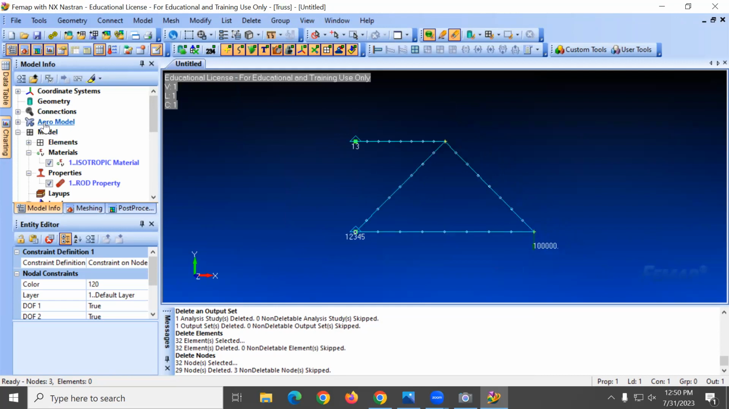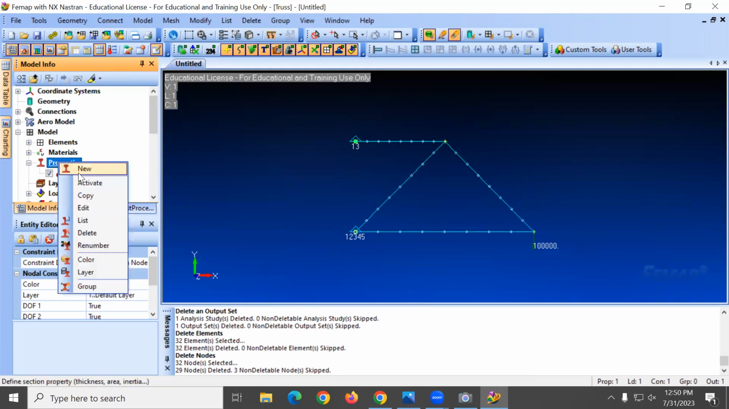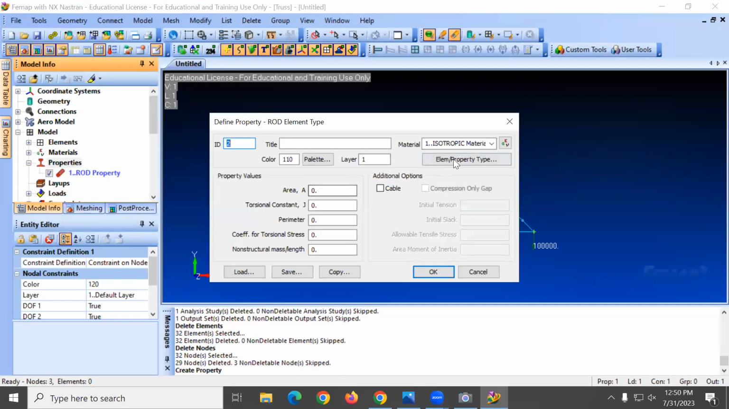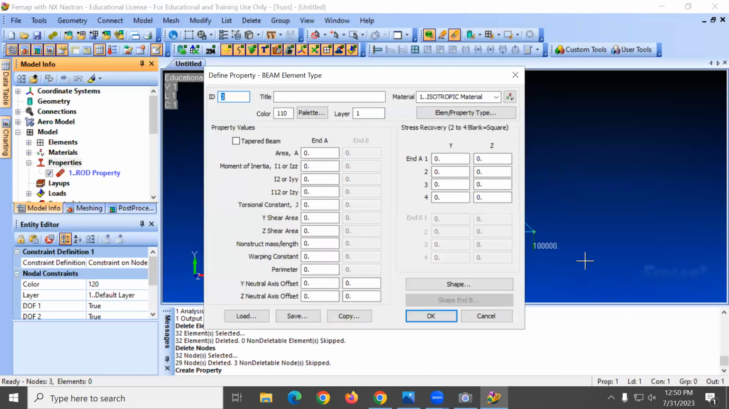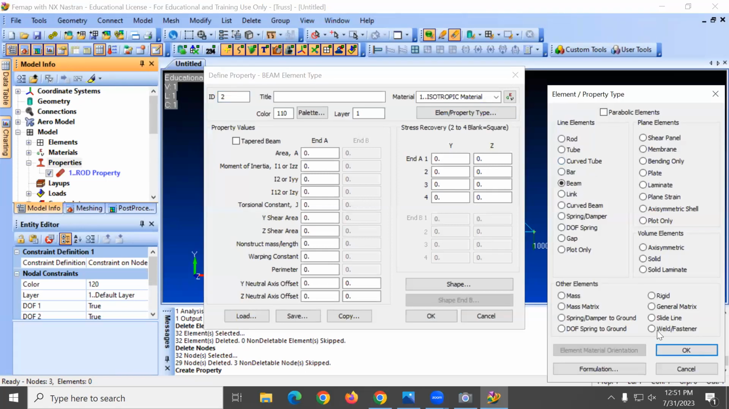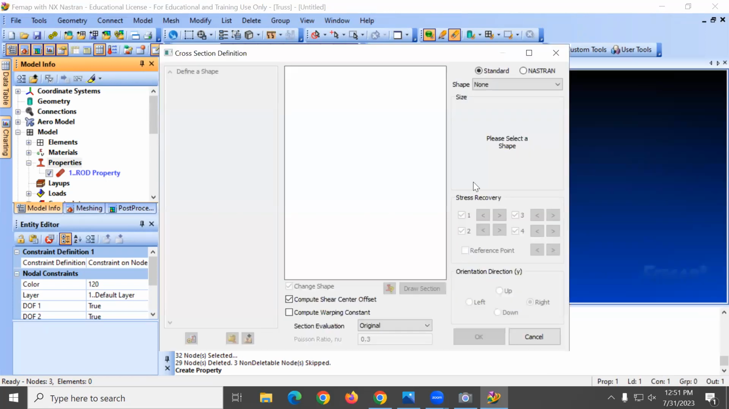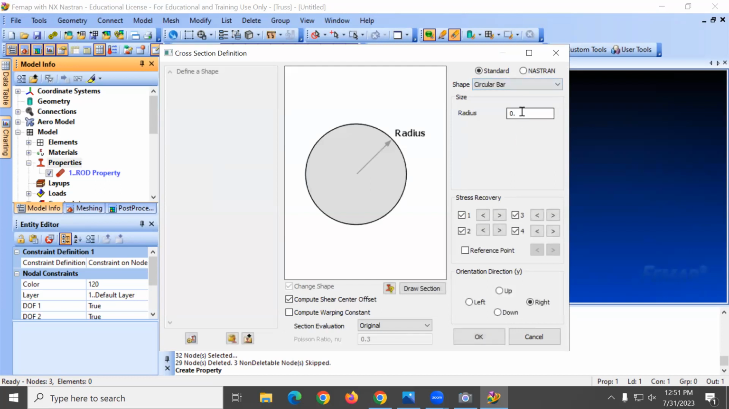Okay, let's go now to properties. I mean, it's good that we run into problems. So, element property beam. Okay, so I will need your help here a little bit. So, element property type beam, shape. Let's say that they are circular, bar, Y up. So let's see the 400.